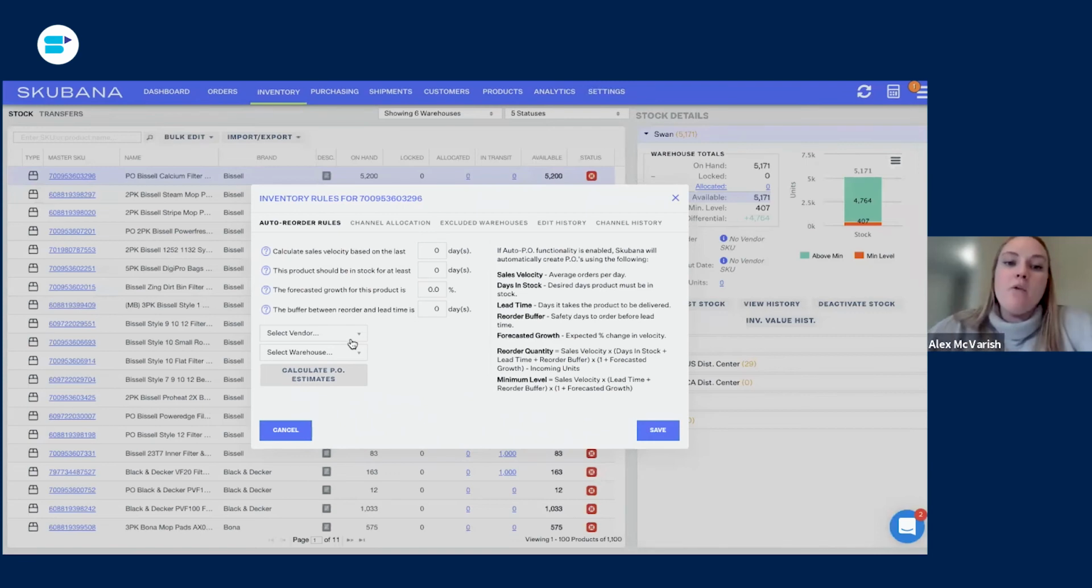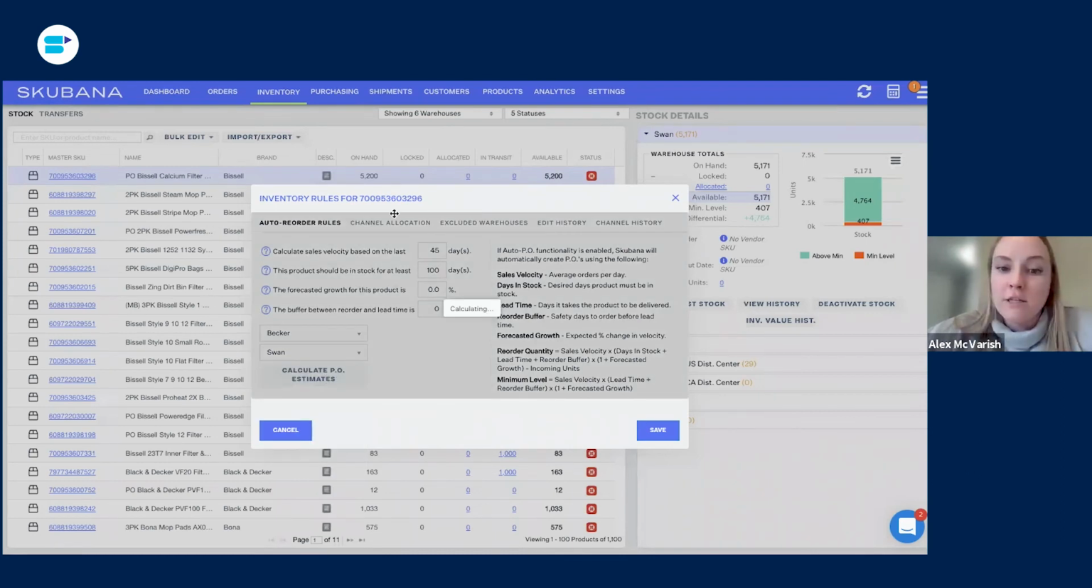Lastly, since we were talking about replenishment and stockouts, one other thing that Skubana offers is we call it auto POs. Essentially, auto POs are recommendations that Skubana makes on what to reorder based on this right here. So these are our automation rules or our auto reorder rules. And basically this is saying based on your sales velocity from the past, maybe you want to do 45 days, you want to reorder to be in stock for the next 100 days. Skubana is going to tell you how many units you should reorder based on this information.